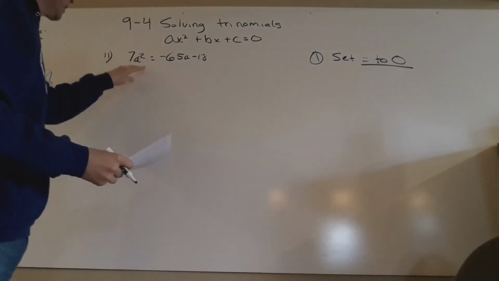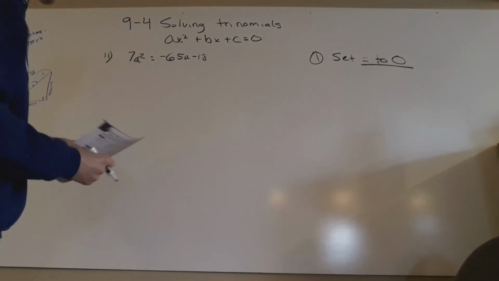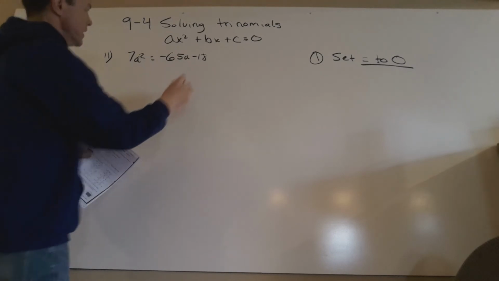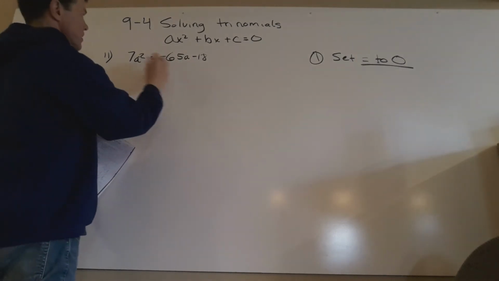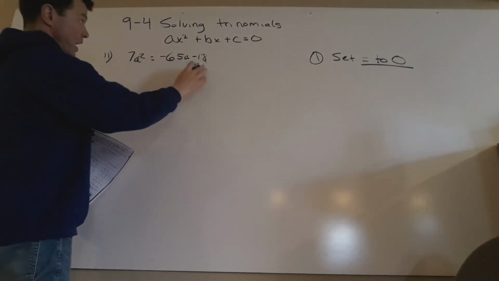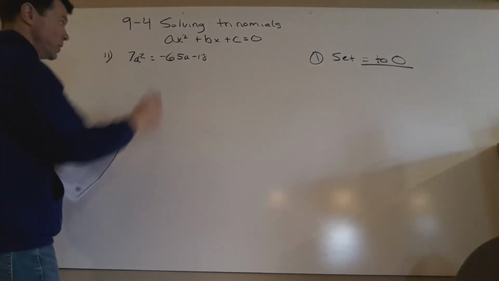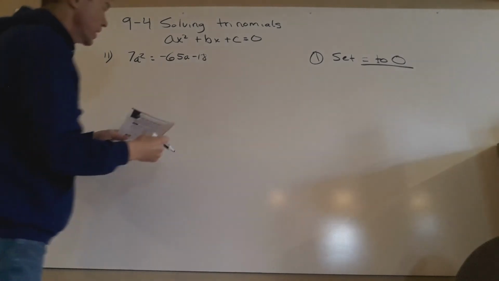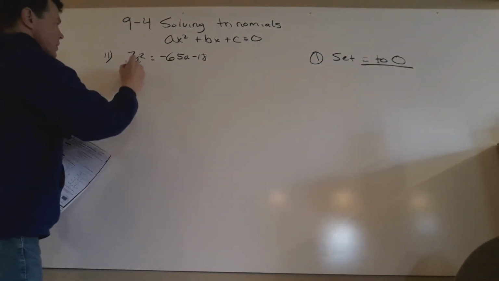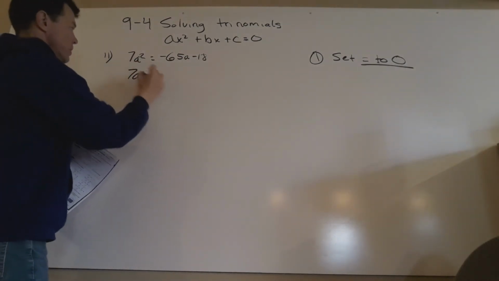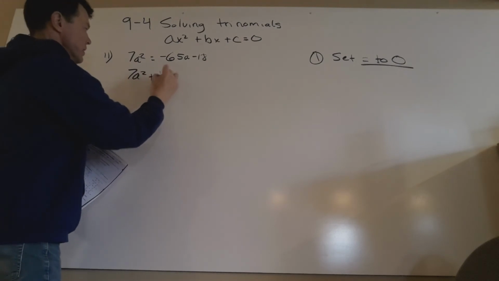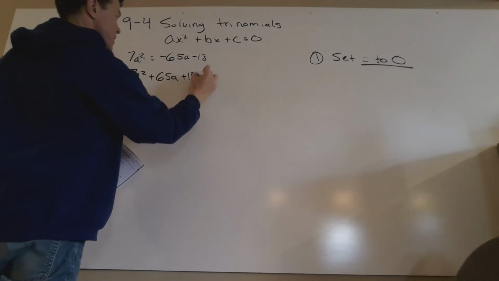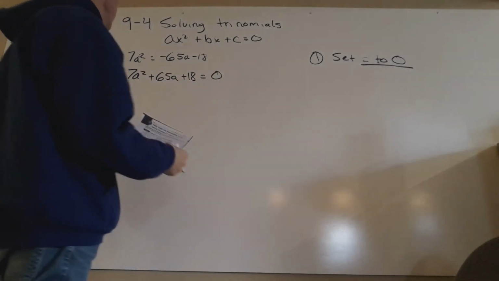So 7a squared, leave that on the left side. It's already positive. We just need to add 65a and add 18. You know it's going to be positive 65 and a positive 18. They pretty much just switch signs, whatever they are. So 7a squared plus 65a plus 18 equals 0. So it's critical that you get the thing equal to 0.